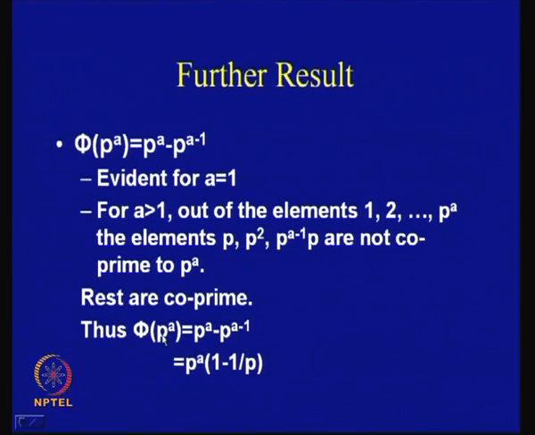So you need to subtract from p to the power of a, p to the power of a minus 1, those numbers which are not co-prime to p to the power of a, and therefore you can represent this as p to the power of a multiplied by 1 minus 1 by p. Okay, so this is the same way of writing this.